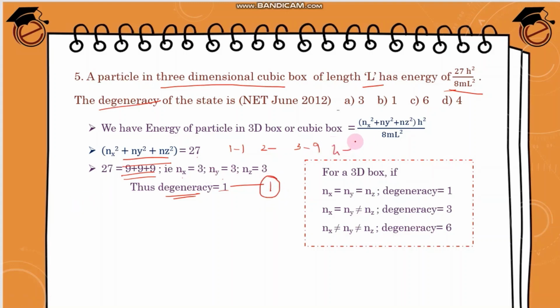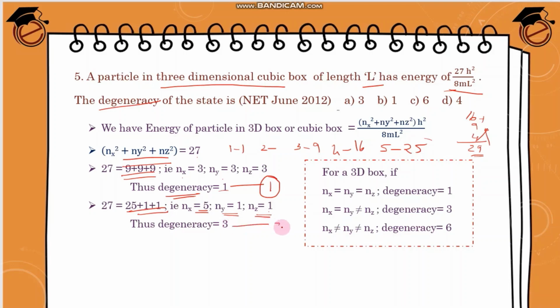Is there any possibility? Then square of 4 is 16, square of 5 is 25. Here you can add 16 plus 9, 25. 25 plus 1, no possibility. Then 16 plus 9 plus 4, 29. This value won't come. Next what we can do? We can write like this: 25 plus 1 plus 1. Then nx will be 5, ny will be 1, and nz will be 1. Here two values are the same, one value is different, so degeneracy will be 3.